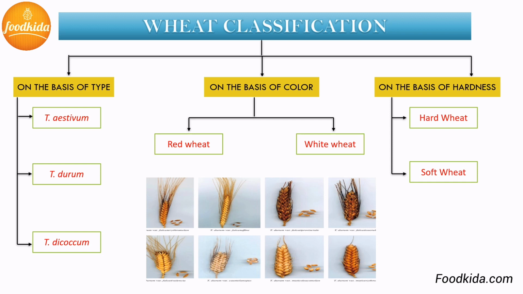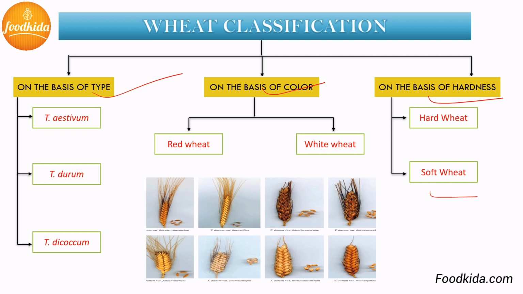Before going to the milling process, let us know what the different varieties of wheat are. Wheat is classified on the basis of type, color, and hardness. On the basis of hardness, wheat is classified into hard wheat and soft wheat. Hard wheat contains more protein and it is used in the manufacturing of bread, whereas soft wheat contains a lower amount of protein, which is used in the production of biscuits, pastries, and cakes. And also it is easier to mill than hard wheat.